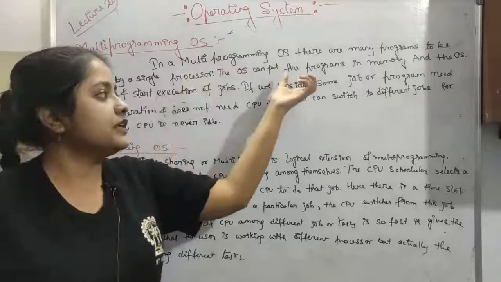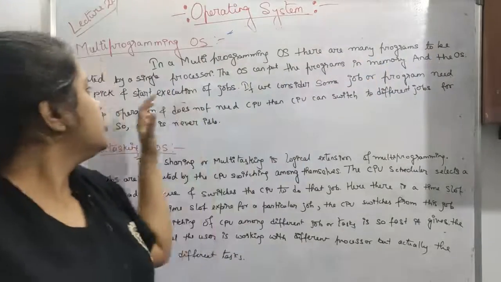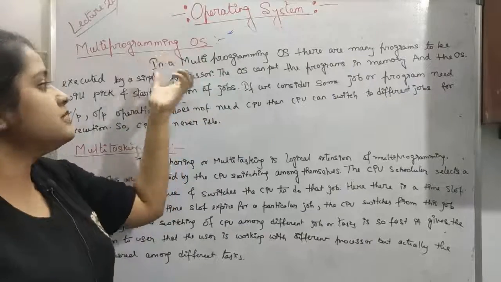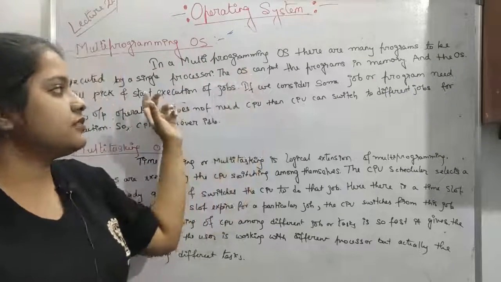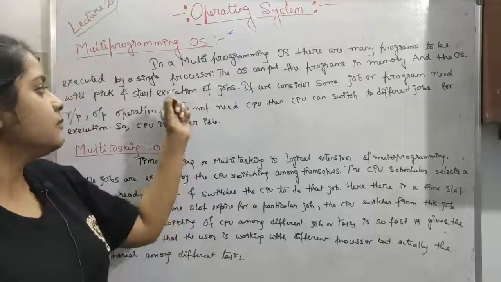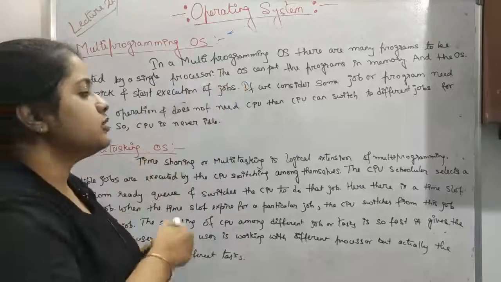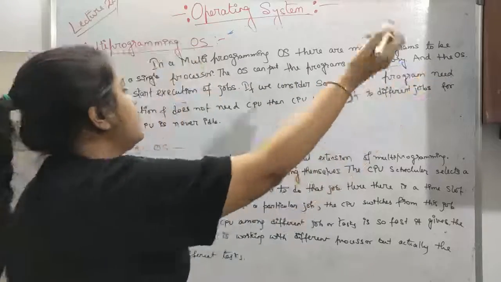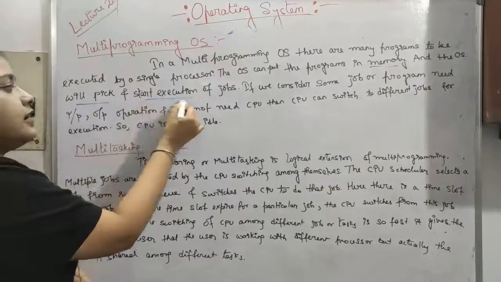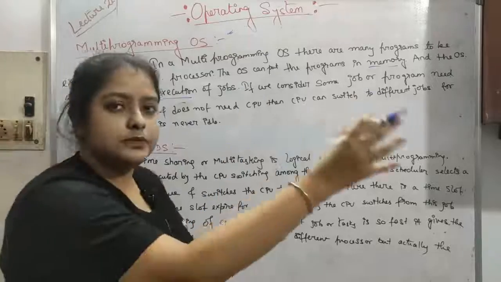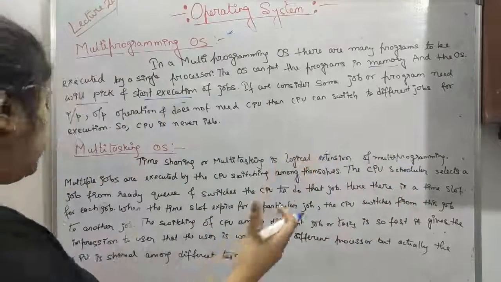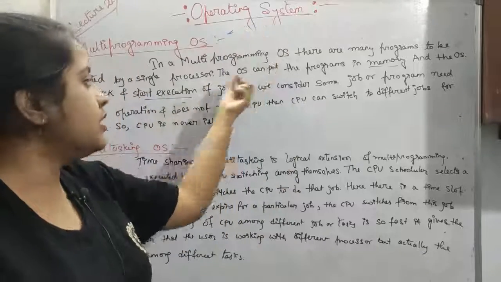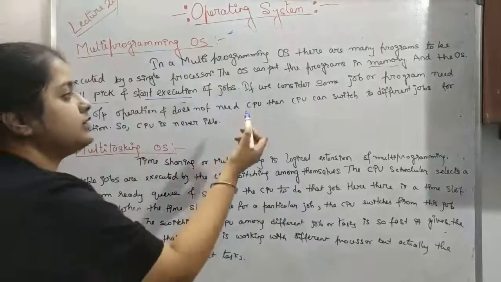In a multiprogramming OS, there are many programs to be executed by a single processor. Multiprogramming means there will be different programs which have to be run in the processor. The OS can put the programs in memory, and the OS will pick and start the execution. So there are multiple jobs in the memory, and the OS can put jobs one by one and start the execution.